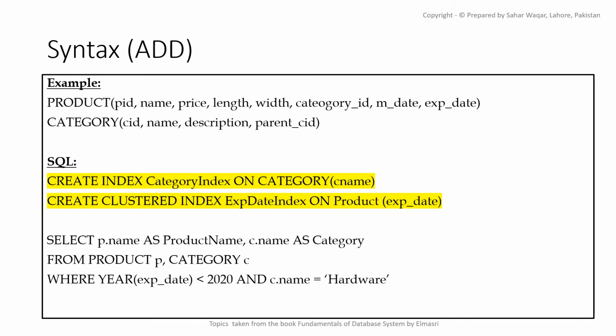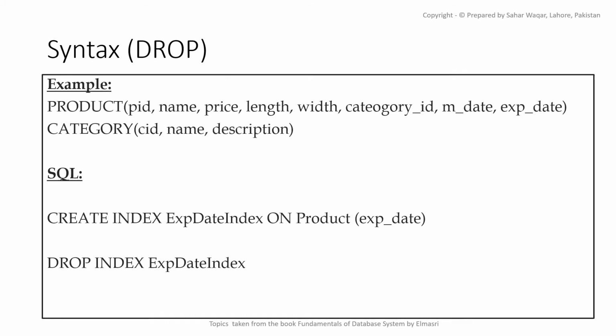And we have also created a non-clustered index on the category name attribute of the category table. Here I have also added a parent category ID in the category table. This actually provides support for subcategories in the application. To drop an index, we will write drop index and the name of the index. So here we have deleted our exp date index.